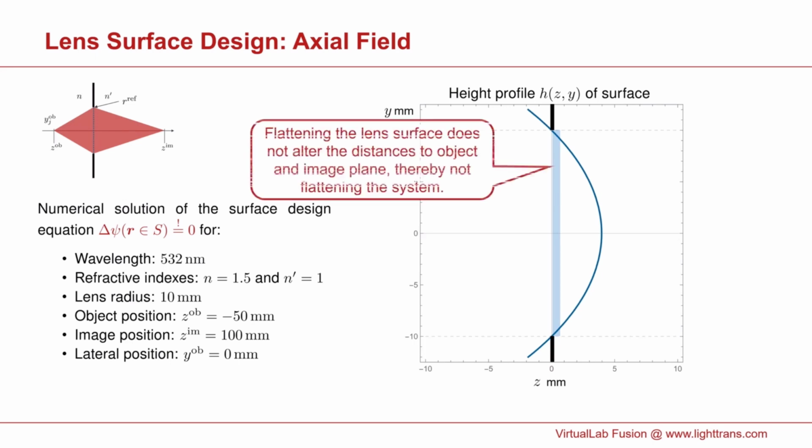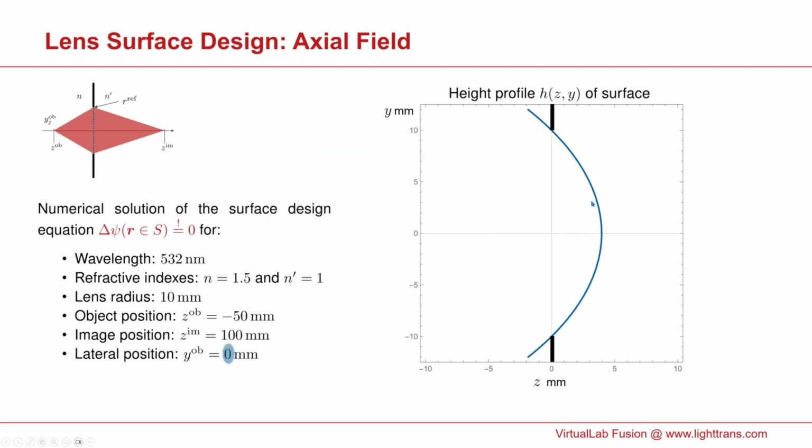Now here, I want to highlight that flattening the lens surface does not alter the distances to the object and the image planes. That means here the planes we have, given maybe by the lens equation, are not changed, thereby not flattening the system itself, just flattening the lens.